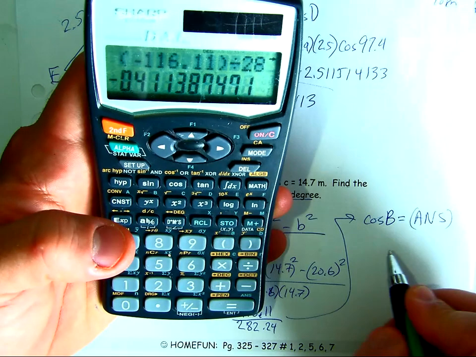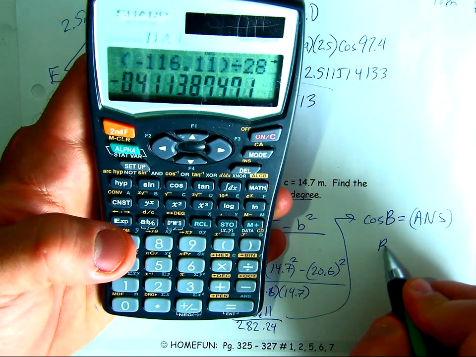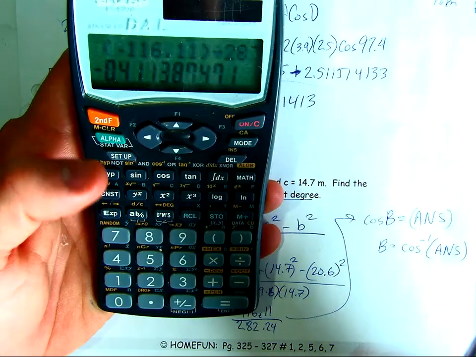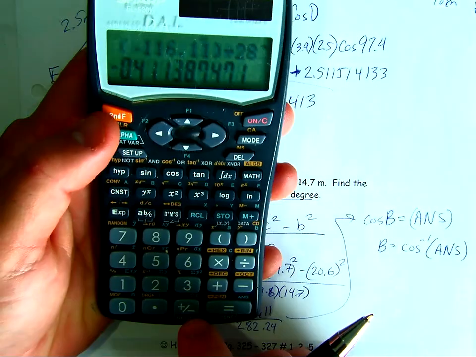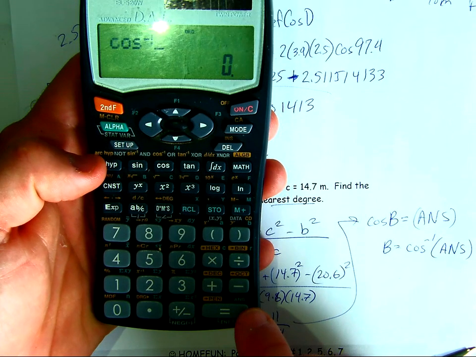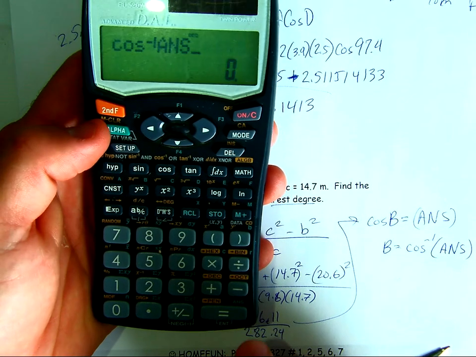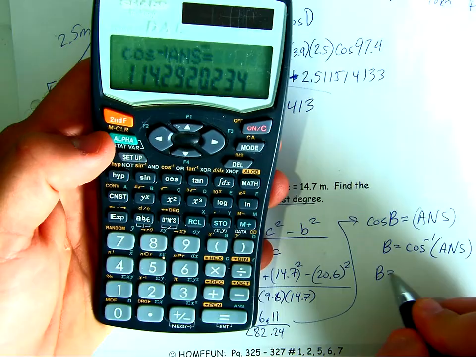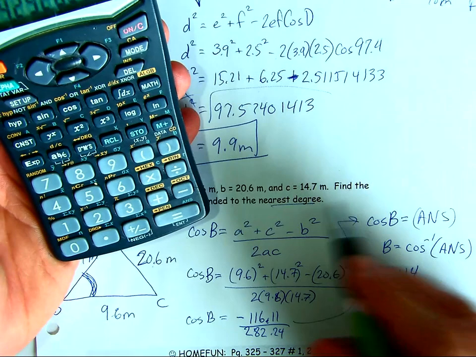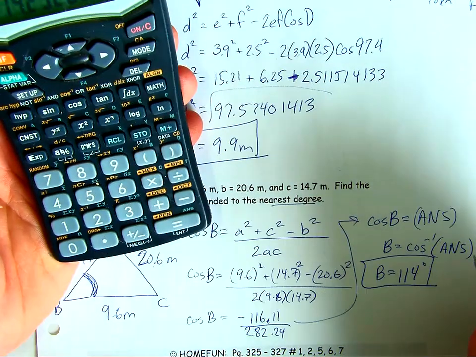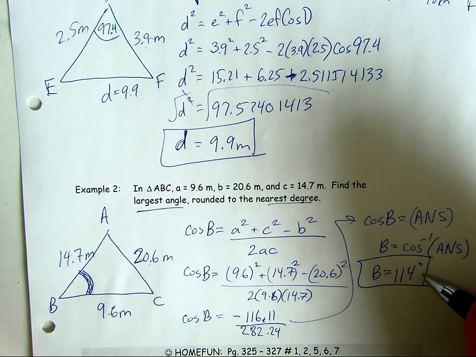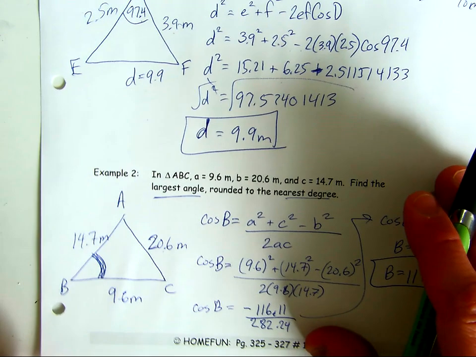If I do the cos inverse of this answer, how do I do that on my calculator? Well, I'd press second function cos, and the answer button is right over the equal sign, and I get B is equal to 114, and it asks me nearest degree, so 114 degrees. So therefore, B is 114 degrees. That's the largest angle in this triangle with these measurements.